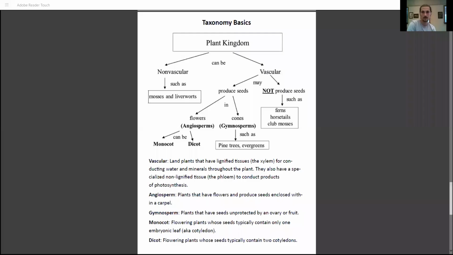I'm going to pull up a visual here, basically just explaining what I just went over. There it is. All right, so here's some of the terminology.